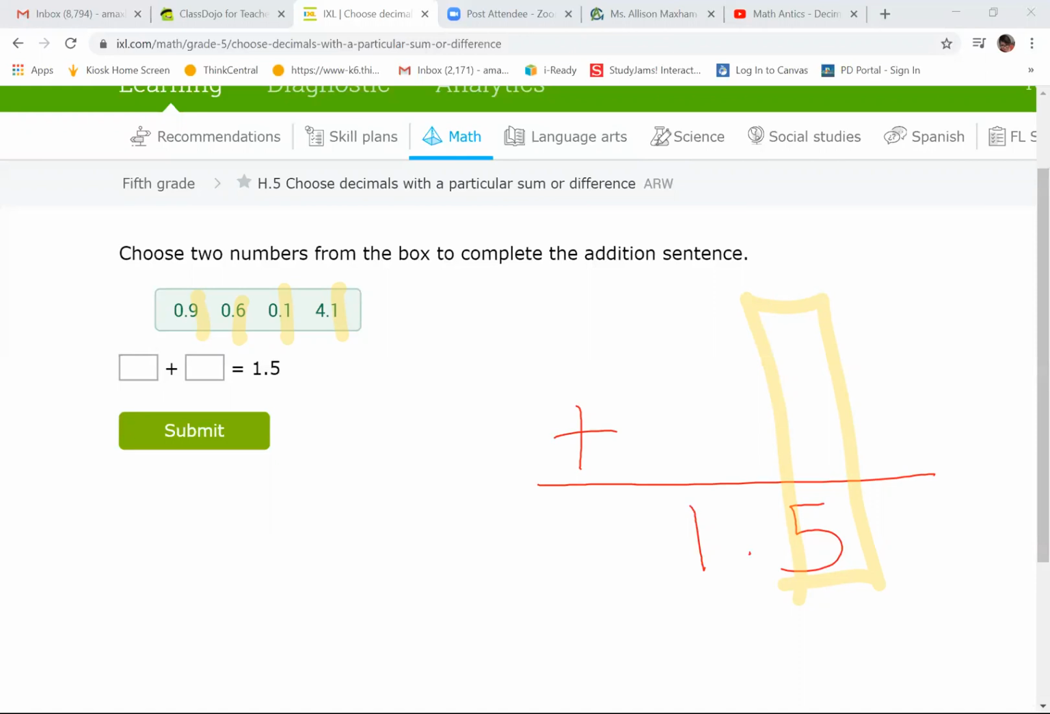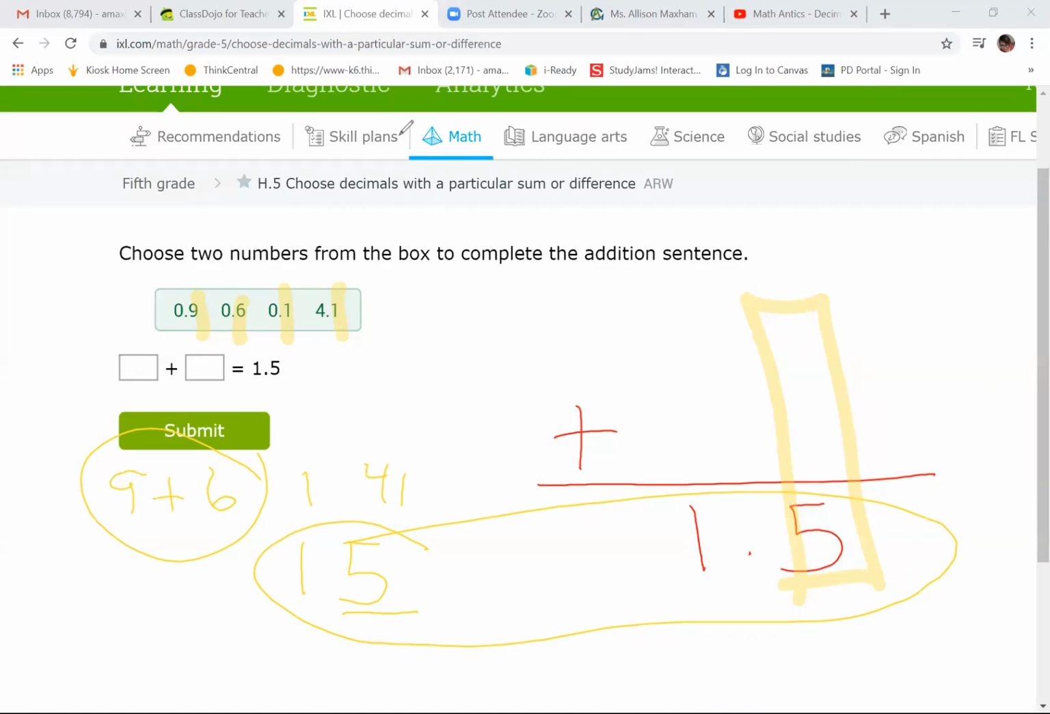So for instance, let's say this is a 9. Let's pretend this is a 6. Pretend that's a 1, and pretend that's a 41. When I add up any of these numbers, will I get a 5 at the end? Well, if I add these up, I get 15. Look at that. Just like Mathantics said, if you are adding up the whole numbers, it's the same strategy as decimals. We just put that decimal in there.